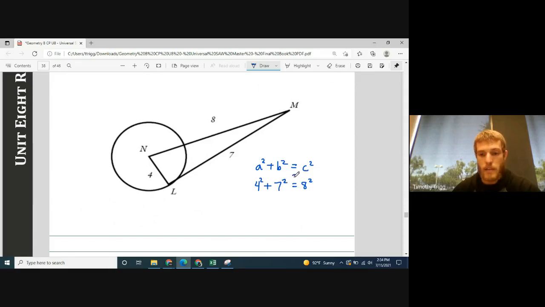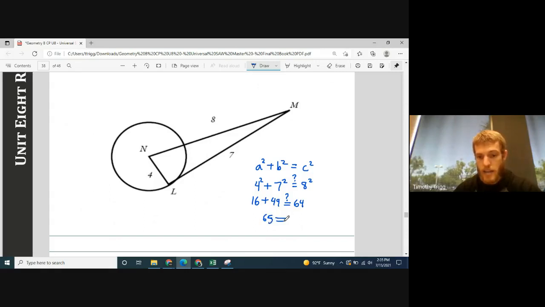I don't know if this is equal, so I'm going to go ahead and put a question mark there. So 4 squared, that's 16, plus 7 squared, that's 49. And I'm trying to see, is this equal to 64, right? 8 squared is 64. We can go ahead and add this together. So that's 65, I believe. Yeah, 65.